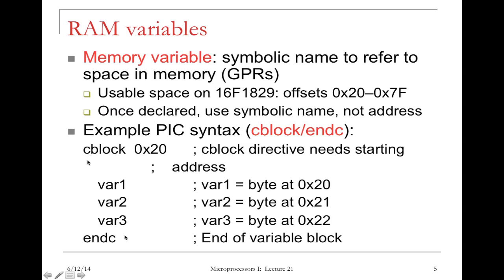What this example is going to do is allocate 3 bytes starting from address 0x20. So the first variable, variable 1, will take address 20. The next one, variable 2, will take address 21. Then variable 3 will take address 22.